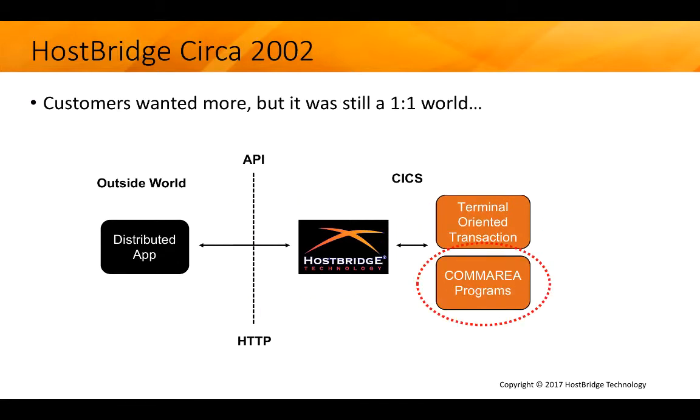By 2002, customers wanted a bit more. It was still a one-to-one world, one request in, one response out, but they didn't just want to run a terminal-oriented transaction. They wanted to also run a COMMAREA program. And so we added that as a feature. Not an earth-shattering feature to add, certainly. There are many ways that you can execute COMMAREA programs, but having one platform like HostBridge that could do both was tremendously valuable to a lot of our customers.